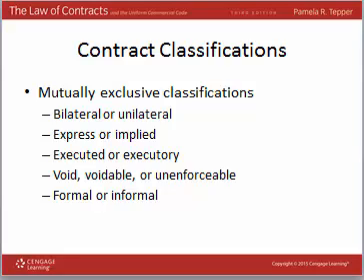Some are based on the method of formation, and others focus on the legal effect of the contract. And the contracts we're going to discuss in this section are not mutually exclusive, meaning you can have a bilateral express contract. You can have a bilateral express fully executed contract. So the fact that we're saying it's not mutually exclusive means that just because it's bilateral doesn't mean it can't be express or implied also.